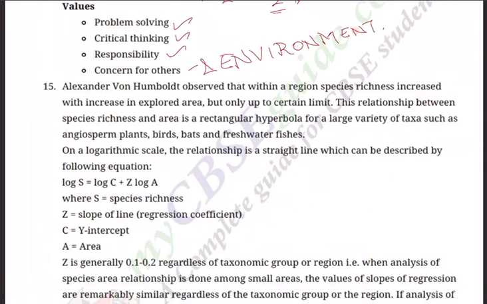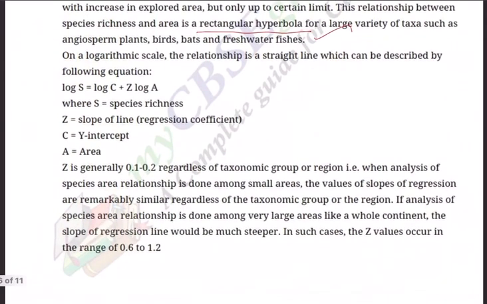And last question, Alexander von Humboldt observed that within a region, species richness increased with increase in explored area. Remember that graph? But only up to a certain limit. This relationship between species richness and area is a rectangular hyperbola for a large variety of taxa such as angiosperms, birds, bats and freshwater species, freshwater fishes. On a logarithmic scale, the relationship is a straight line which can be described in the following equation.